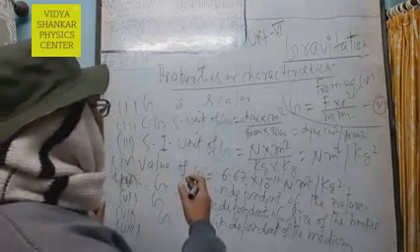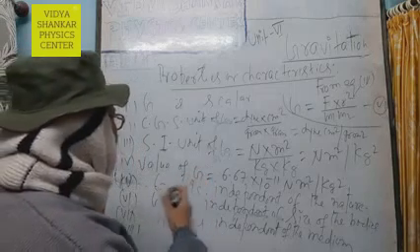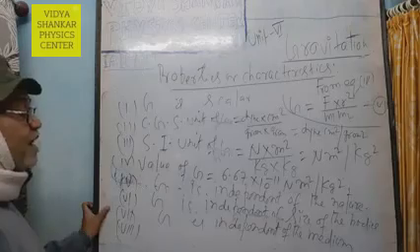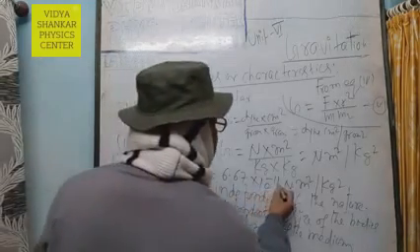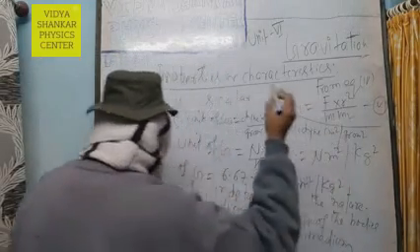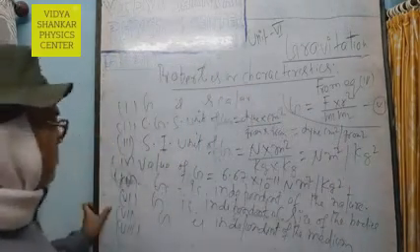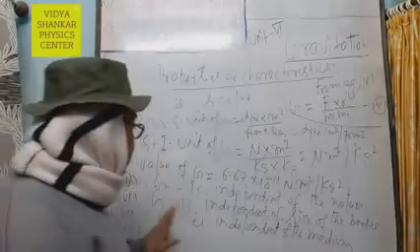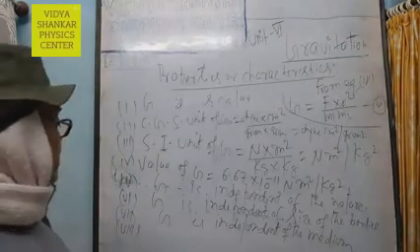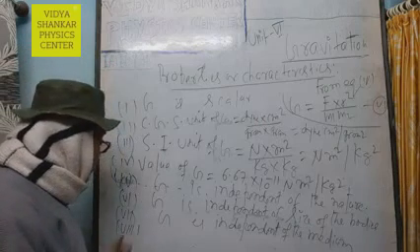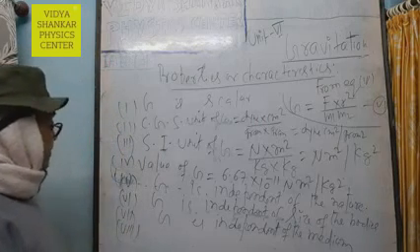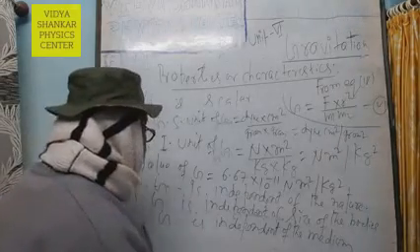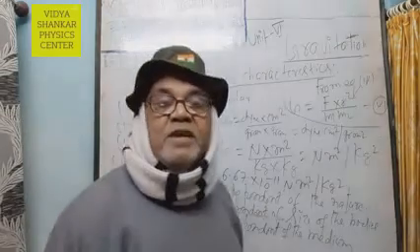Now again, revise the properties. The value of G is 6.67 times 10 to the power minus 11 newton meter square per kg square. G is independent of the nature. G is the capital G, not a small g. Capital G is independent of the size of the bodies. Sorry, not property 8, but property 7: G is independent of the medium. It does not depend on the medium.